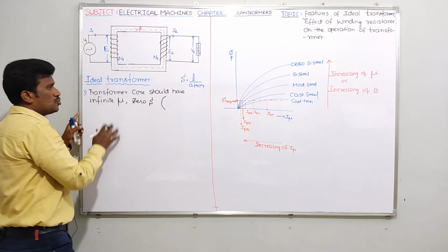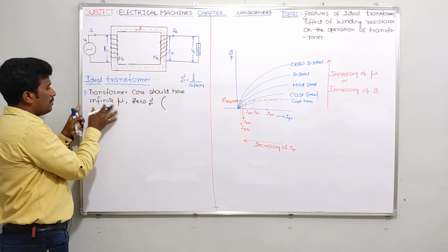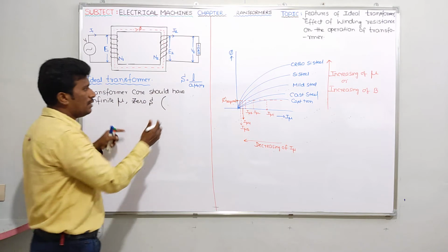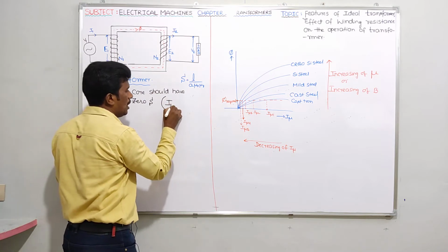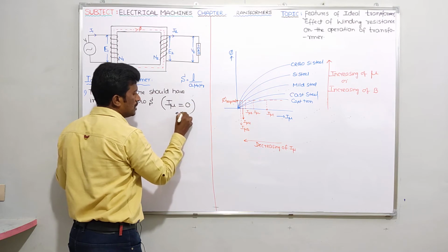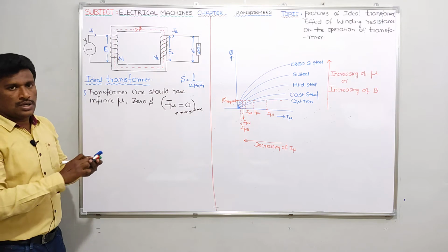So tell me guys, if the transformer core is made up of a material whose permeability is infinite and reluctance value is 0, for that material the requirement of I_mu value is how much here? I_mu value how much? 0. This point I want to focus on. Okay, that's why I'm repeating it for almost all 5 minutes like that.